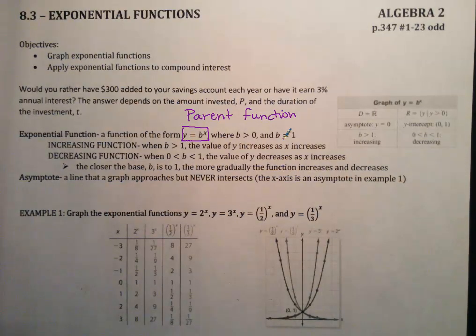So we can have an increasing exponential function or a decreasing exponential function. Those are right here. An increasing function is when b is greater than 1. So the value of y is going to increase as x increases. And it increases exponentially. If I say it increases exponentially, what does that mean? Consistently, because it has an exponent.